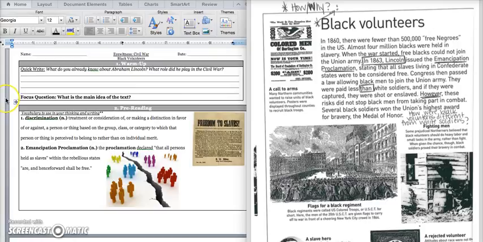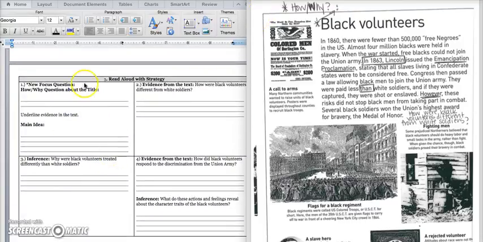Great. Today, for the first part, we're going to think about what is the main idea of the text. And remember, we find the main idea by asking a how or a why question about our title. So you can go ahead and do that. In this first box on number 3, ask your how or why question about the title.